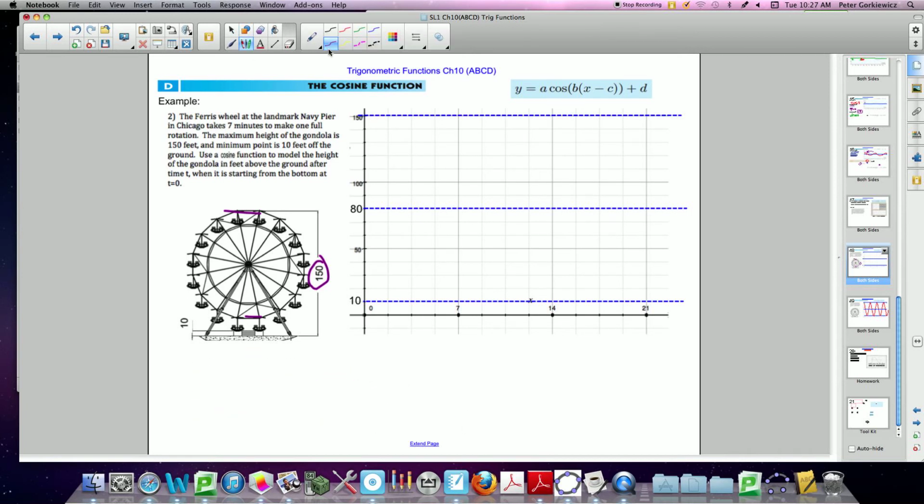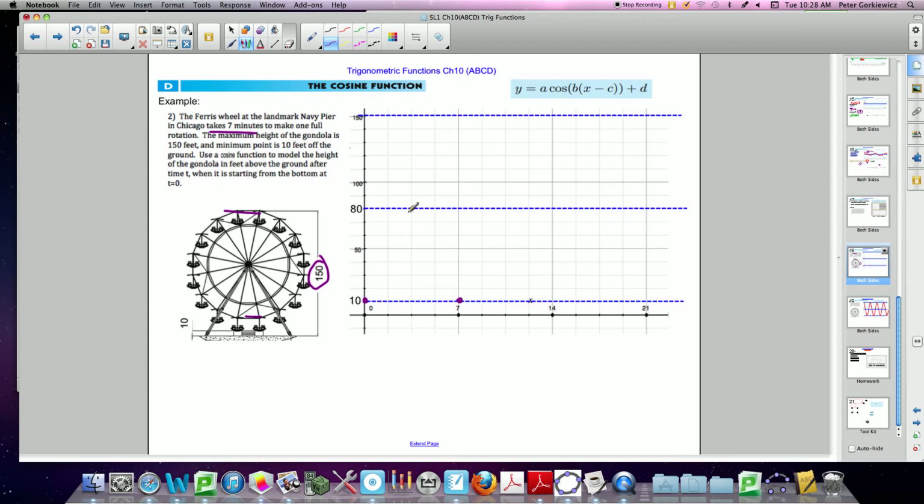Okay, I also know this. I'm starting here at 0. At time 0, I'm at 10 feet up. You have to get on a ladder to get in this thing. And it says 7 minutes later, I've made one full rotation. So I've gone all the way to the top and all the way back down here to 10, right?